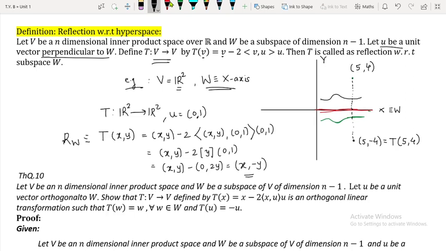So this can be done along any line passing through origin. Over here I have taken W to be the x-axis. So if we have any line passing through origin, you can find reflection with respect to this line also. So how to do it? Suppose you are having this point, then your reflection will obviously be on the other side of the line. But how to get it? Simply draw a line perpendicular to this line, and then over here you are going to get that point. I hope you are getting it.